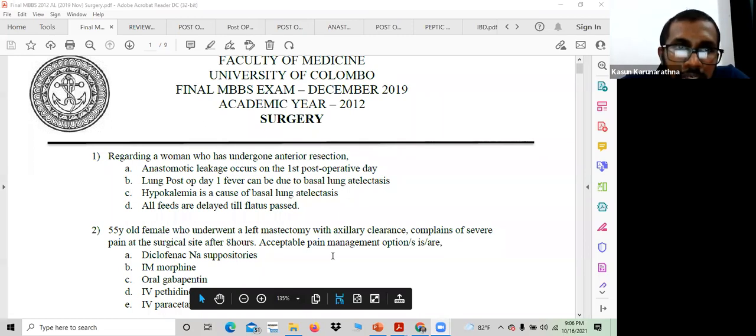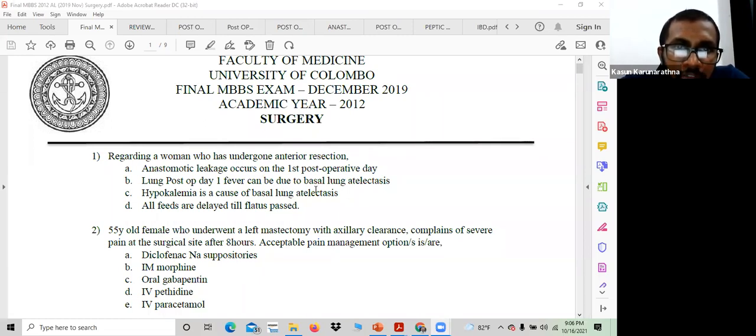1B answer again. Post-op day 1 fever can be due to basal lung atelectasis. According to previous teaching, atelectasis was the cause for post-op day 1 fever, but according to new evidence, atelectasis and post-op fever don't correlate. There's no interaction between atelectasis and fever. Atelectasis usually causes hypoxemia, not fever.